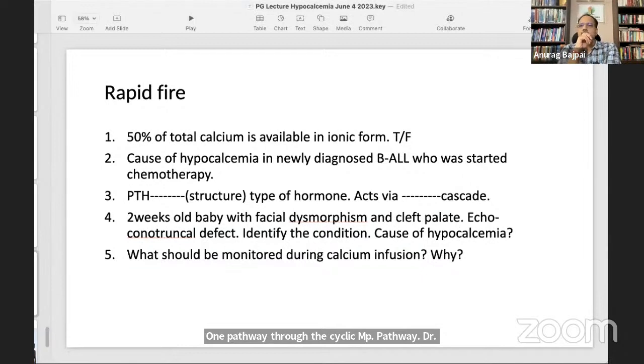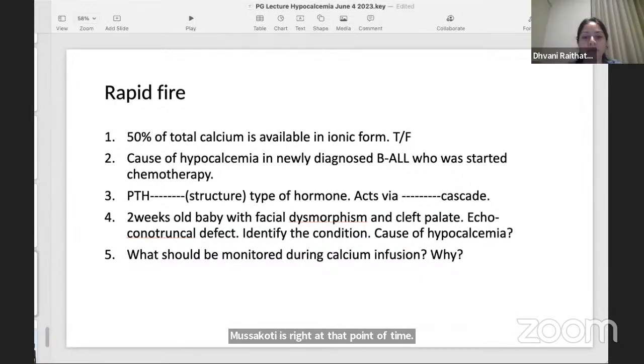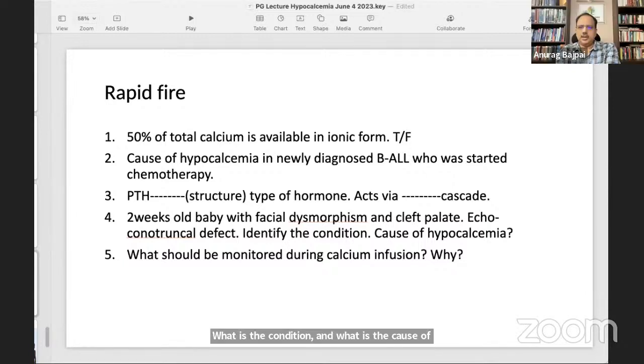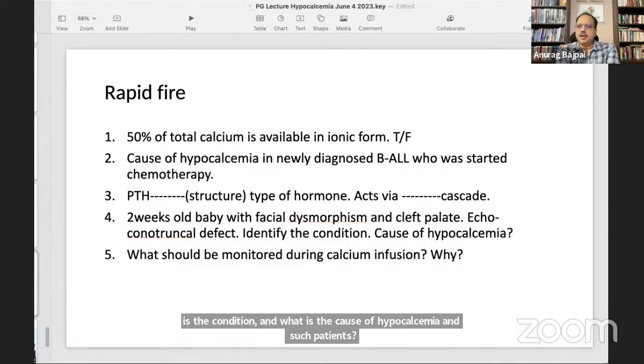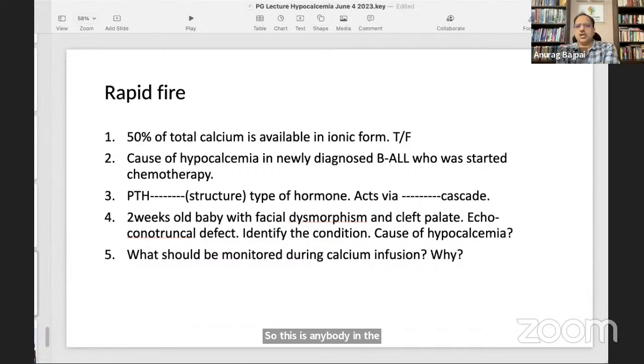Next one, Dhwani. We have a 2-week-old baby with subtle facial dysmorphism and cleft palate. The echo shows conotruncal defect. What is the condition, and what is the cause of hypocalcemia in such patients? I think again very nicely discussed by Vibha earlier. So this is anybody in the neonatal period. If you diagnose hypocalcemia, look at thymus, look at cardiac shadow, look at cleft lip, cleft palate, and you will get the diagnosis. This is DiGeorge syndrome.